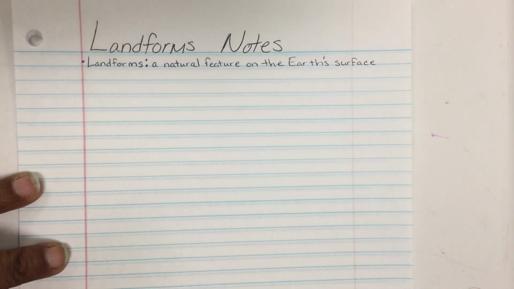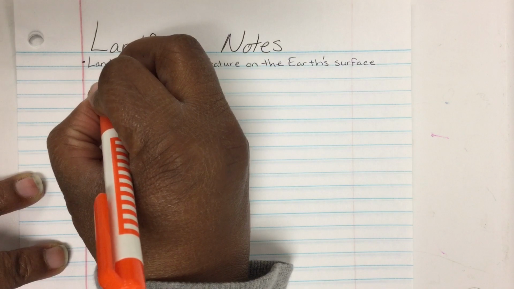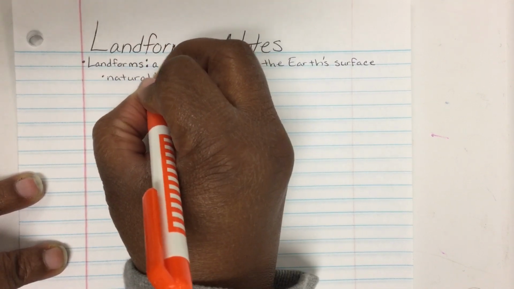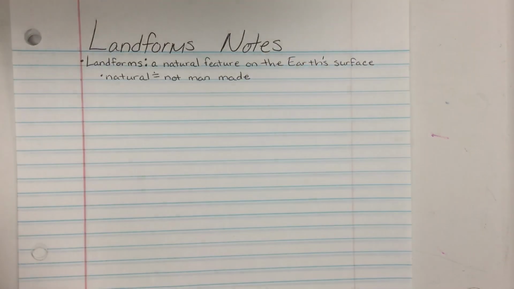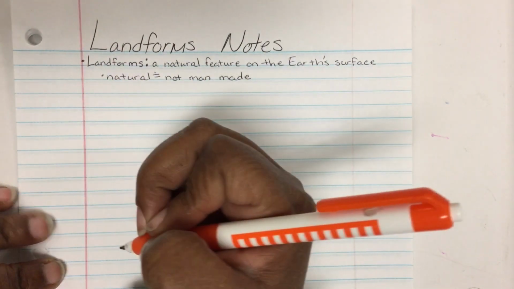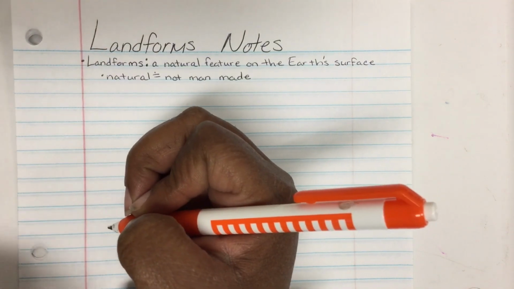Natural means that it's not man-made. Meaning humans didn't create it. And by the Earth's surface, I just mean the crust layer of the Earth or the ground.